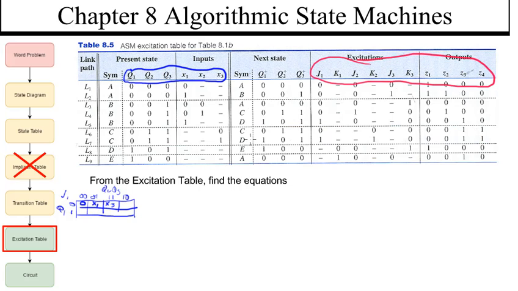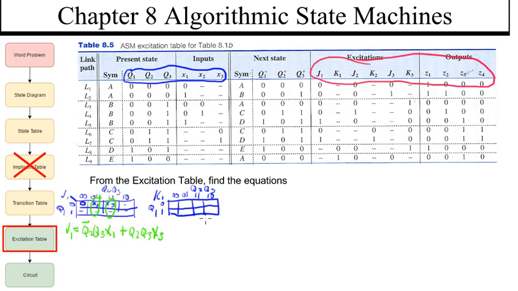Finally, we have these last two rows. 0, 1, 0 doesn't matter what J is, and 1, 0, 0 doesn't matter what J1 is. So this is our truth table. All these here are don't cares. Our implicants look like this. So that gives us a J1 being Q2 bar Q3 x1, or Q2 Q3 x3. On to the next one.